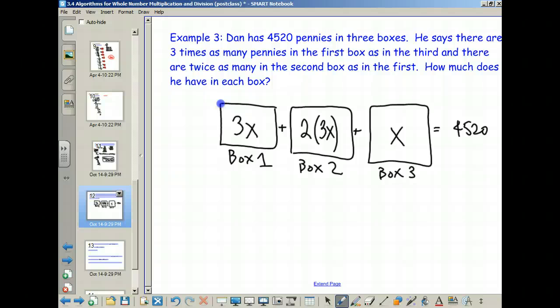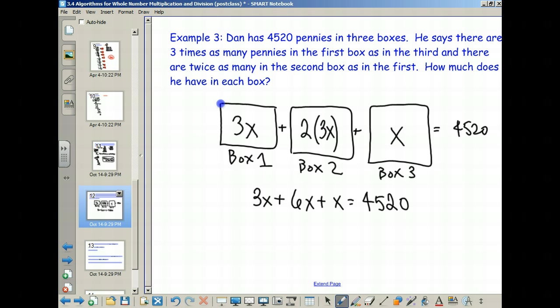Yeah. This looks really good because I can set up an equation now for this. And whether or not you used x's with a young child to do this, or you used little blank boxes, or something like that, you could still do this idea where you're adding things together. So we have 3x plus, which is 6x plus x equals 4,520. Can you simplify the left-hand side?